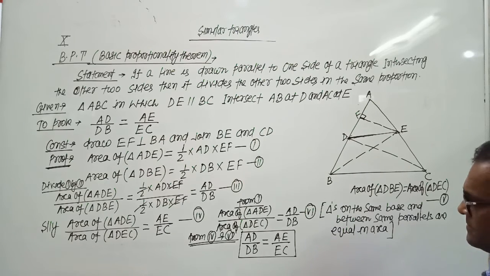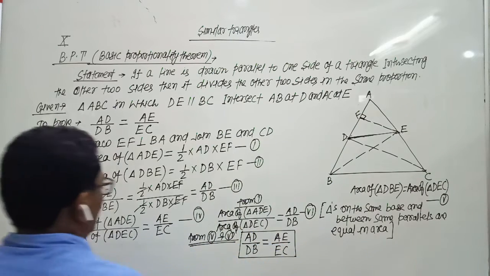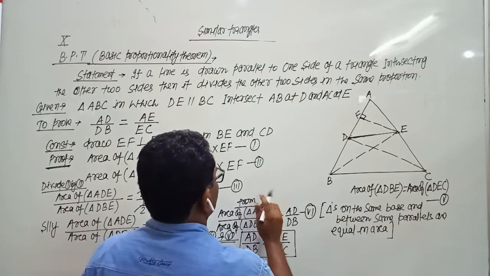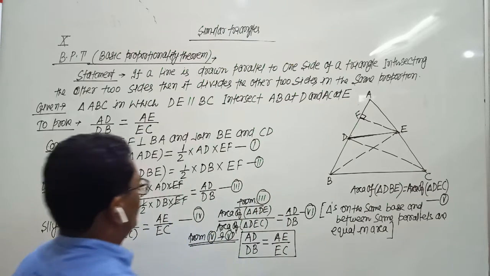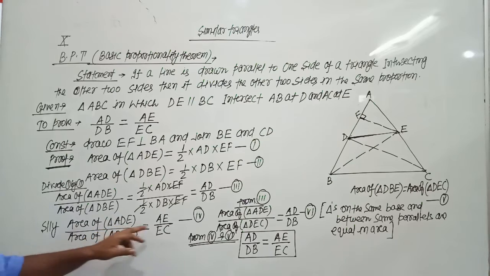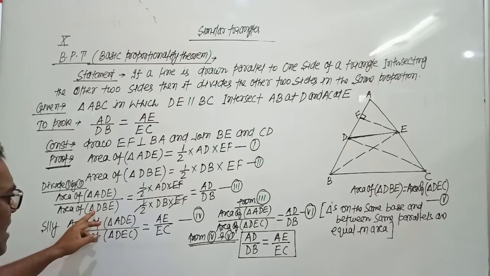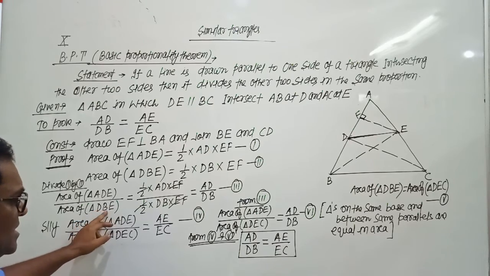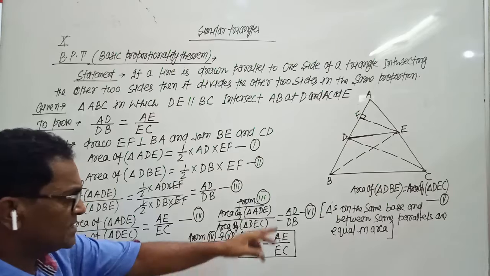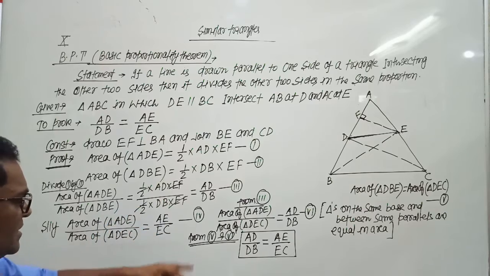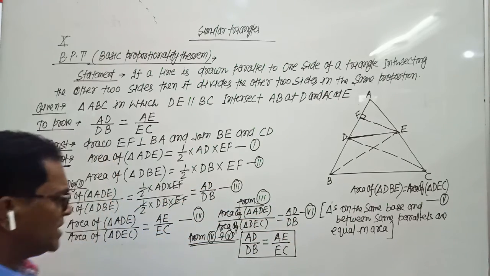So from equation number third, area of triangle ADE as it is, and at the place of area of triangle DBE, we have written area of triangle DEC, because area of triangle DBE is equal to area of triangle DEC, and RHS as it is AD upon DB.